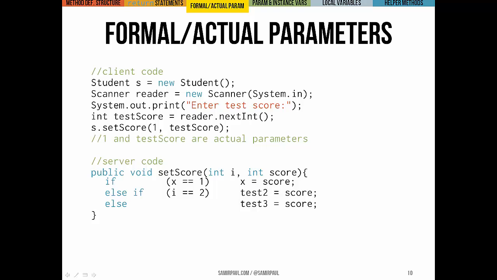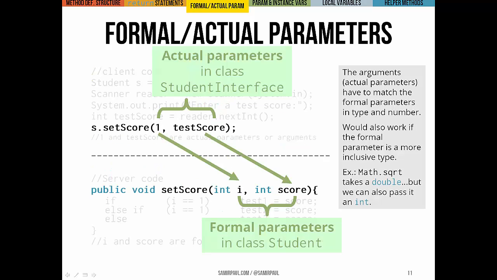Here we can see the setScore method from our Student class, and we can see some client code that's creating a Student object and getting some input for a test score, and then inputting that into the setScore method to set the score of the first test. In this case, in our setScore method itself, i and score, we call those formal parameters. Those are in the Student class. On the other hand, the values that we actually pass to setScore in our client-side code, that would be 1 and testScore here, those we would call actual parameters or arguments. It's important to note that score and testScore here, the formal and actual parameters, are actually independent of each other.